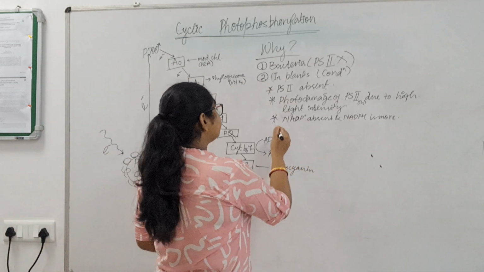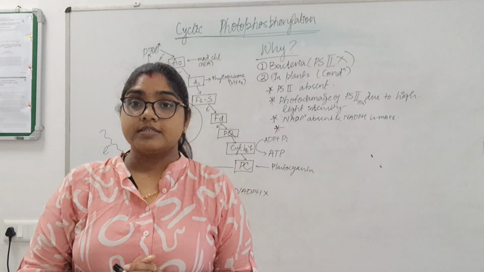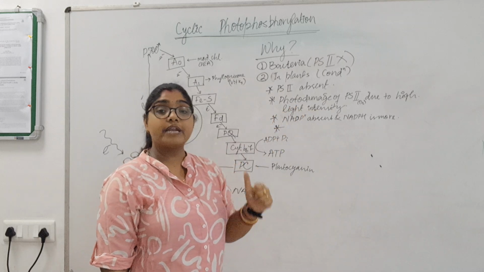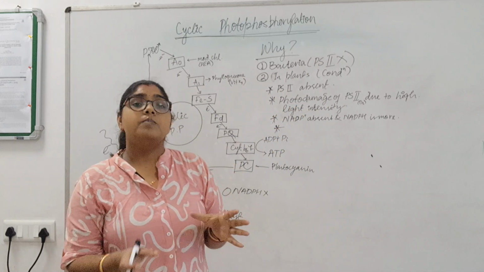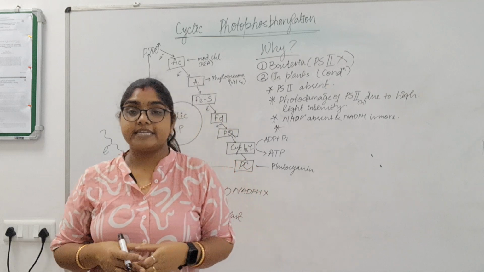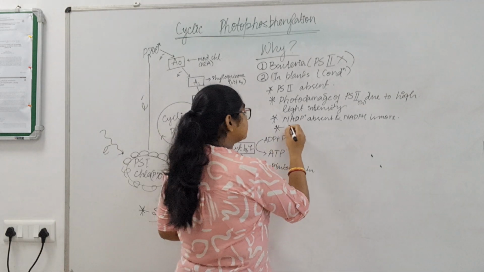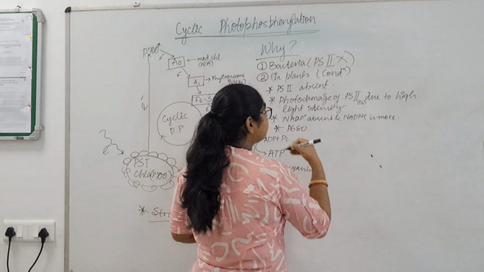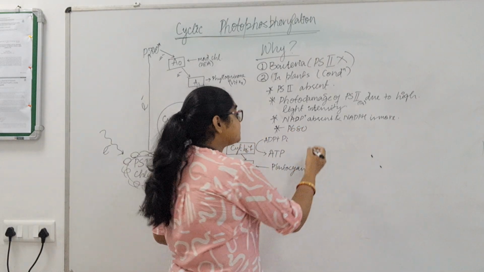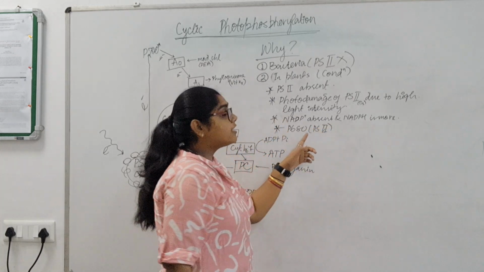Now the fourth point is low light intensity. Just like high light intensity causes photodamage, what happens in low light intensity? Mostly in the evening, at low light intensity, the shorter wavelength P680 does not get excited, and P680 is photosystem 2. It does not get excited.